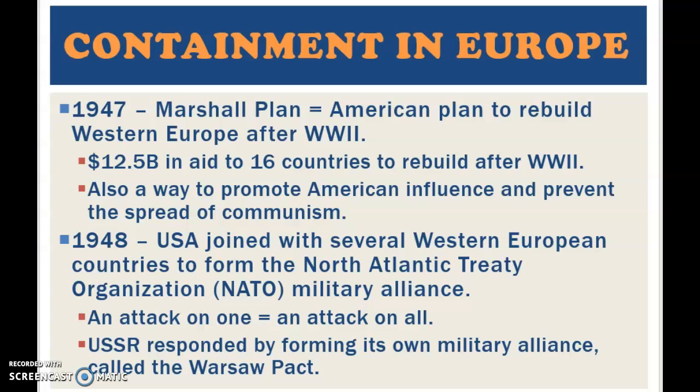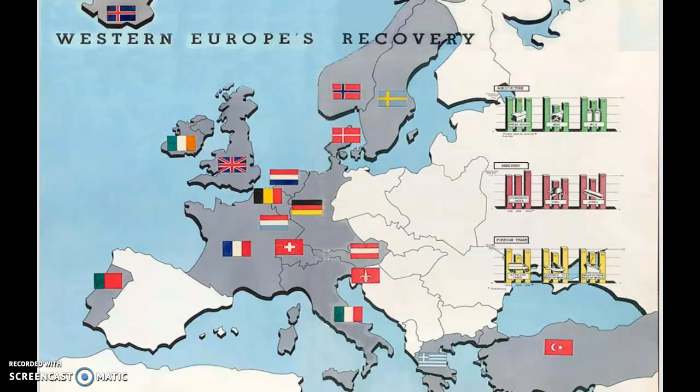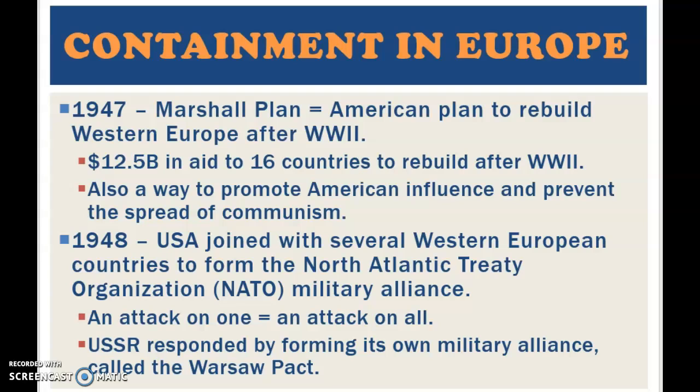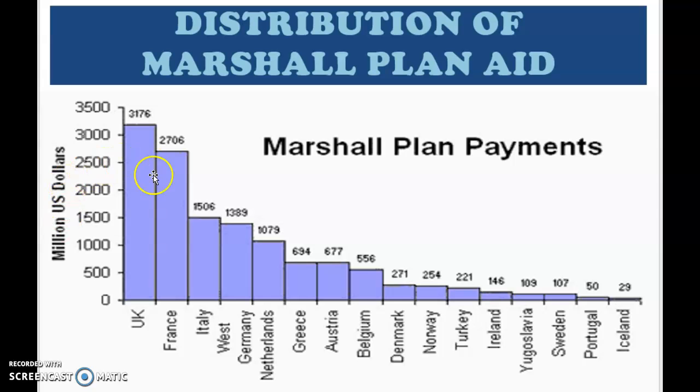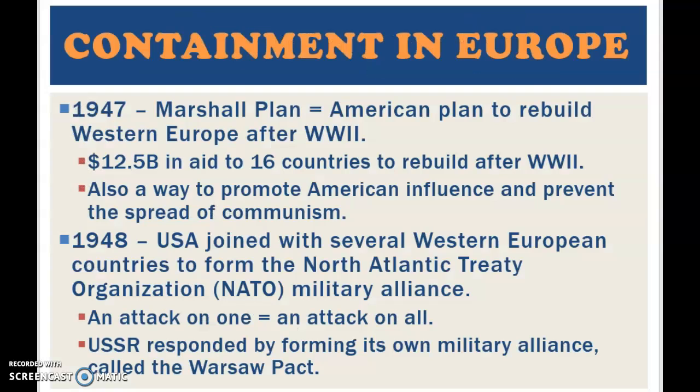In 1947, Congress created the Marshall Plan, led by Secretary of State George Marshall. This is a plan to rebuild Western Europe. The US provided over $12 billion in aid to all of these Western European countries here, right, to help them rebuild. But it's also a way to promote American influence and prevent the spread of communism, right? Because if we're here supporting these countries, giving them lots of money, the Soviets aren't, and they're more likely to be our ally and to be capitalist and democratic and not communist, right?